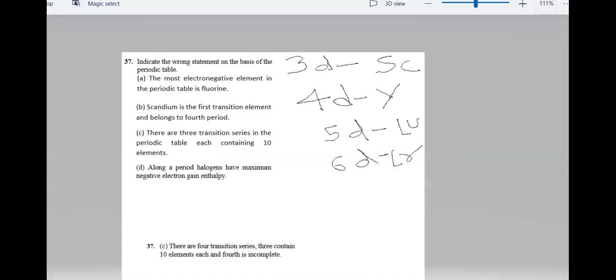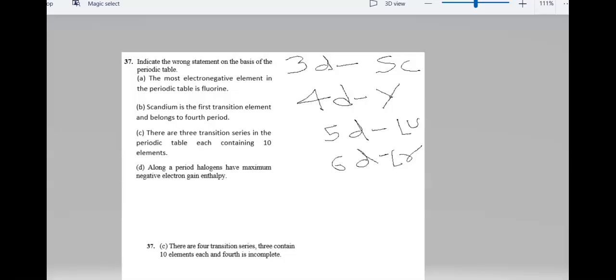Now we are going to start the 37th question. Indicate the wrong statement on the basis of the periodic table. Let's look at the first option. The most electronegative element in the periodic table is fluorine. That is a correct statement. According to the Pauling electronegativity scale, its electronegativity value is around 3.9 or 4, which is the highest. And scandium is the first transition element and belongs to the 4th period. That is also a correct statement.